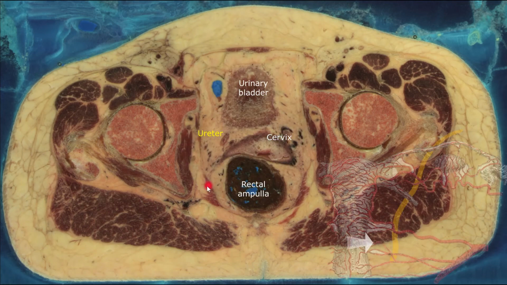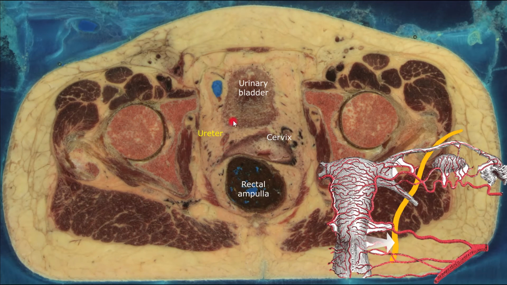The ureter comes from the posterior wall of the pelvis and heads anteriorly, and it is located at a lower position than the uterine artery that crosses from the lateral wall to the medial wall, and we have seen it in a previous section in the base of the broad ligament.